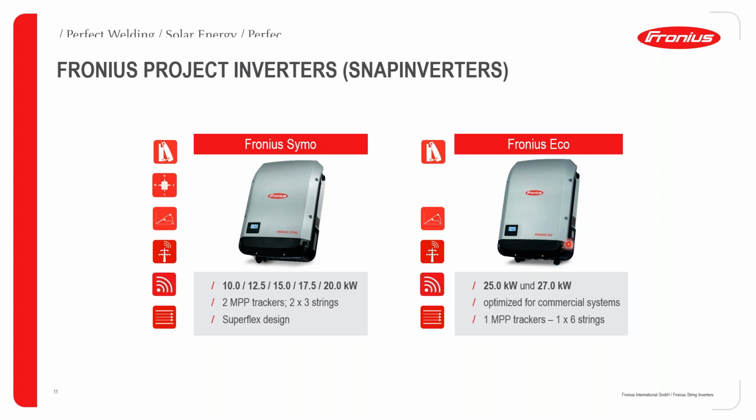Then having a look at the Fronius Eco, it comes either as a 25 or 27 kilowatt variant. However, in Sub-Saharan Africa, you're most likely only going to get the 27 kilowatt variant. This is optimized for commercial systems, and it has 1 tracker, which you can connect up to 6 strings to the inverter.